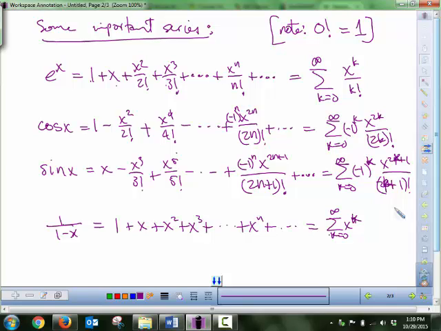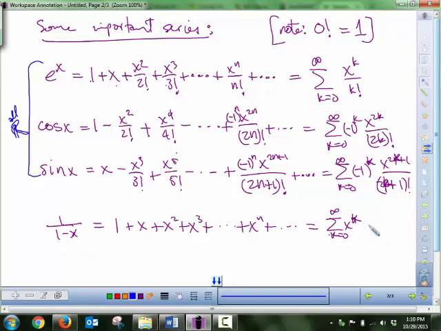So this one has some restrictions, though, and I didn't bother putting the restrictions up in the first three because they work for any real number that we want. So this is all real numbers for these three. So I could put any x. This is going to work for any real number x that I have.